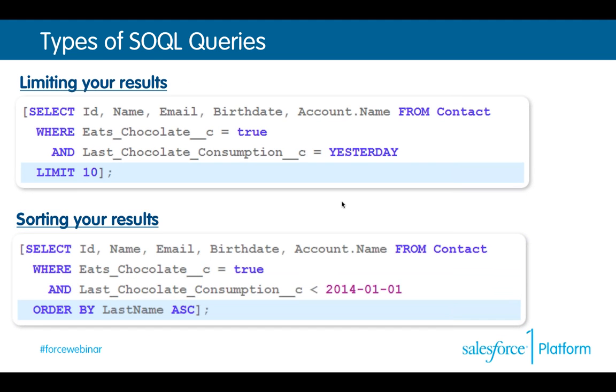Finally, we can limit our results. We're going to get a ton of results, and we can say we only want 10 of them, and we can sort them. On the bottom, we're saying order by last name ASC, which stands for ascending. We can also do descending using DESC.